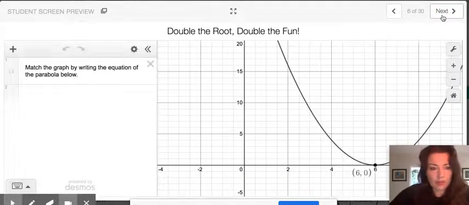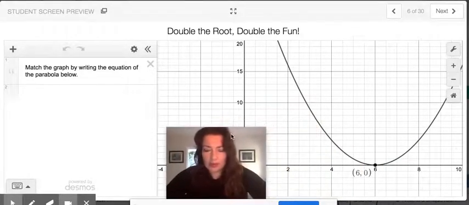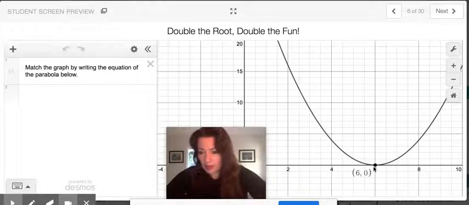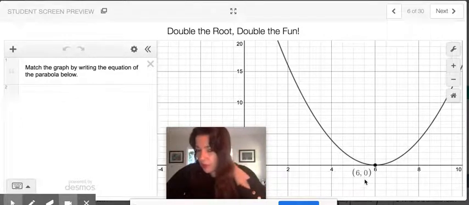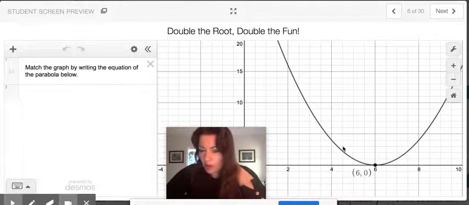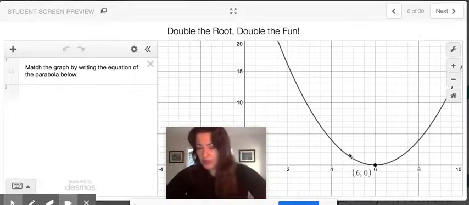All right, match the graph by writing the equation of the parabola below. Okay, so let's look at the parabola. This time, there's an intercept at (6, 0), but we would not call this a pass because it's not passing through the x-axis, it's just touching it and then changing direction. So this is what we call a bounce. And I believe we saw this in the first Desmos activity.